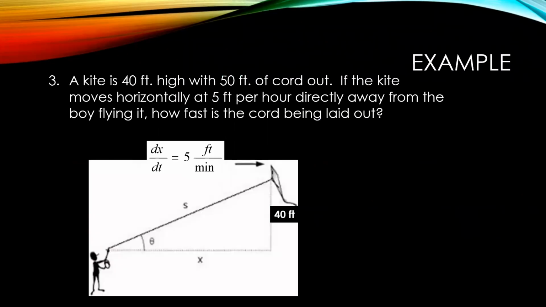Next. A kite is 40 feet high with 50 feet of cord out. If the kite moves horizontally at 5 feet per hour directly away from the boy flying it, how fast is the cord being laid out? Okay, it says there 3 cubic feet per hour. So let's draw that first.